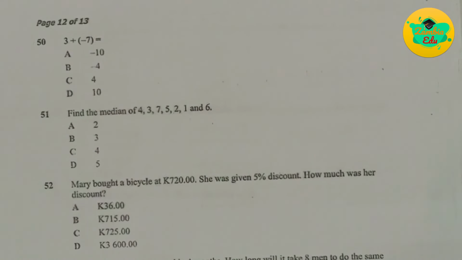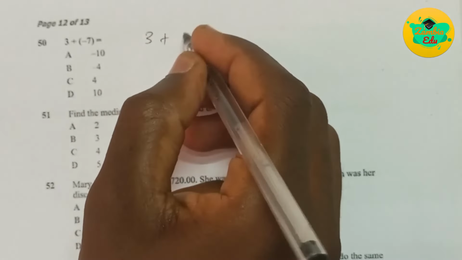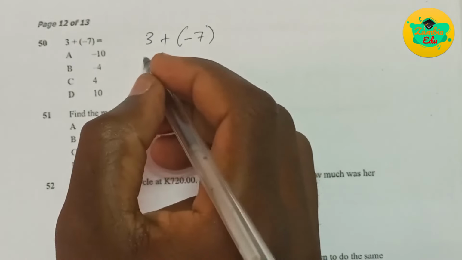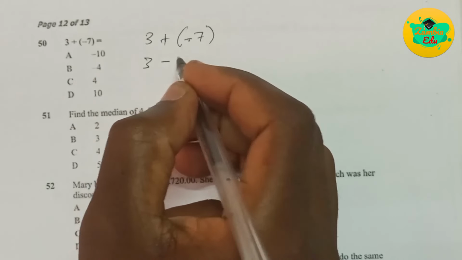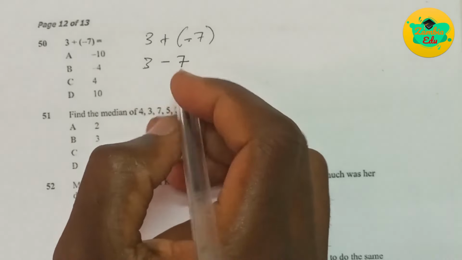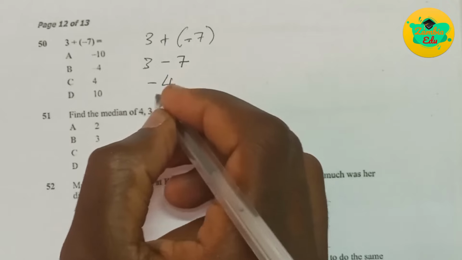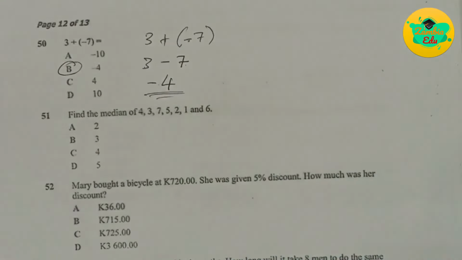Question 50 is 3 plus open bracket negative 7 close brackets. So we're looking at 3 plus open bracket negative 7 close brackets. A positive times a negative there is negative 7. 3 take away 7 is negative 4. Negative 4 is our answer, and negative 4 is B.